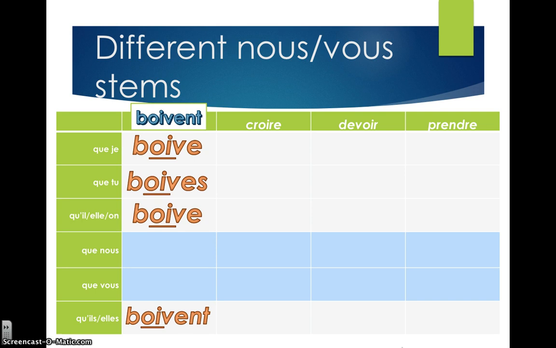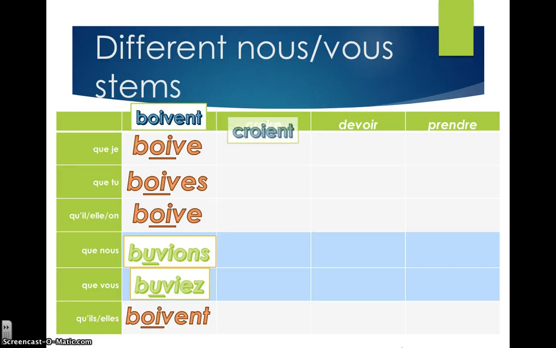The problem is, think about boire in the present indicative. In the nous form, it's buvons, and the vous form is buvez. So the subjunctive also changes. It becomes buvions. The vous form is buvez in the indicative, so the subjunctive is buviez. So what you're going to see is all these verbs have this change in the nous and the vous form.